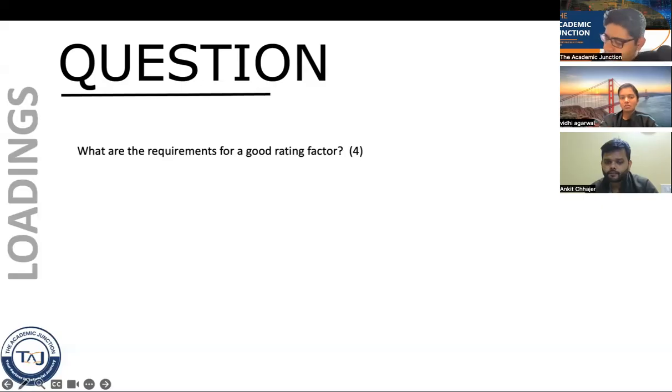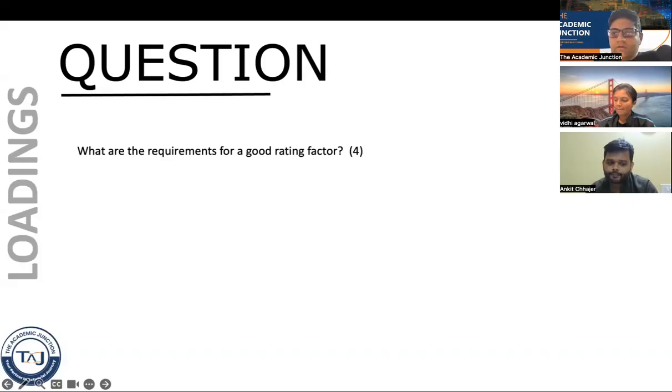Next, Vidhi. It should not be a proxy to another factor. Like it should not be too correlated with other rating factors. Very good point. No correlation with other factors. Next, Ankit. Quantifiable in nature. Very good point. Quantifiable in nature.